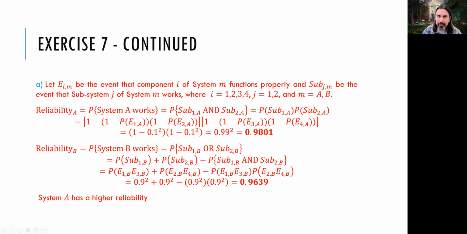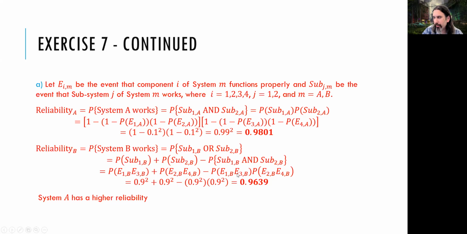For B, it's the same, but a bit different. We need to make sure that at least one of the subsystems works, 1 or 2. So sub 1 plus sub 2 minus both of them working, because this is a union, not an intersection. So A plus B minus A and B. So we have to make sure that sub 1B works. This is 1 and 3. Or sub 2B works. This is 2 and 4.